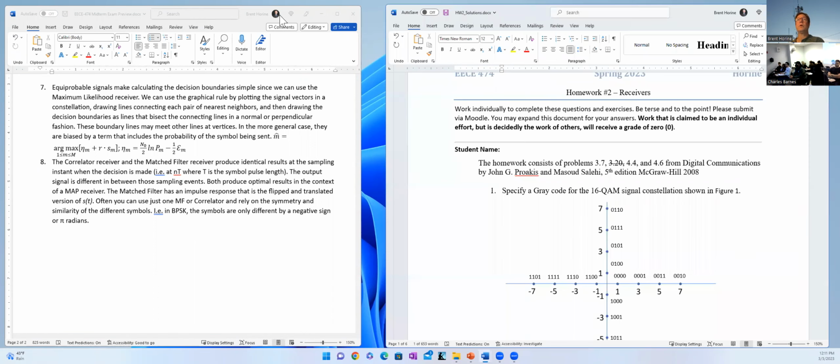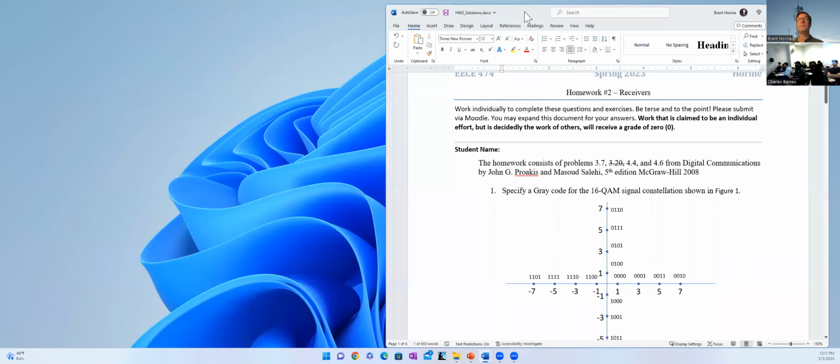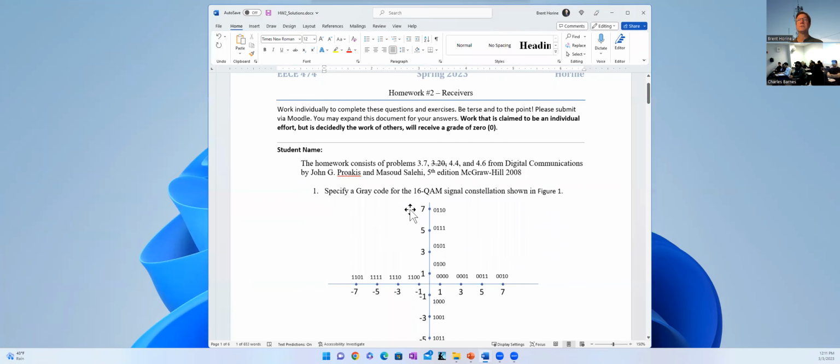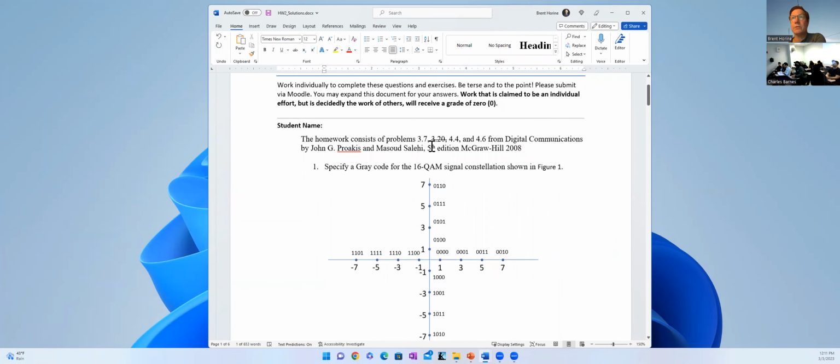Let's go through the homework real quick. Hopefully you can see this also. I gave you some hints on this and also decided that we wouldn't worry about problem 320, the FSK one, that just got a little too hairy.